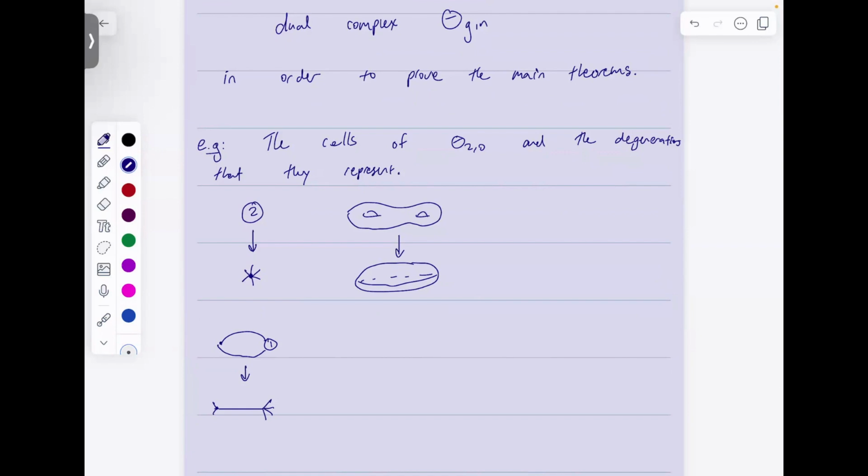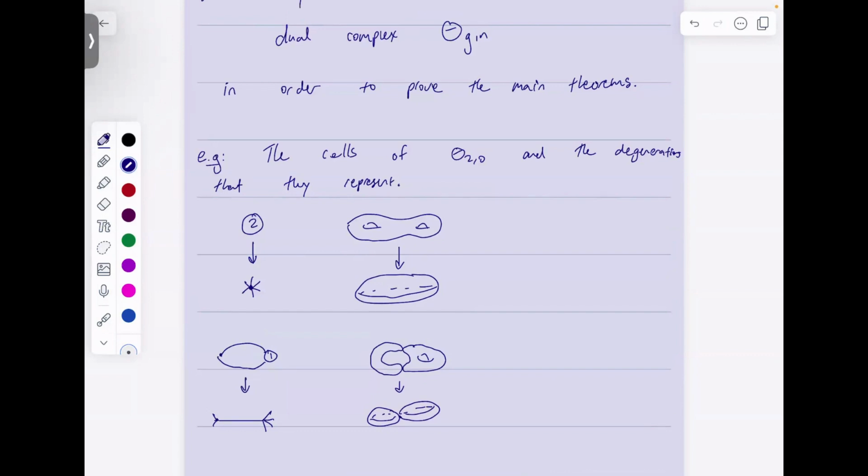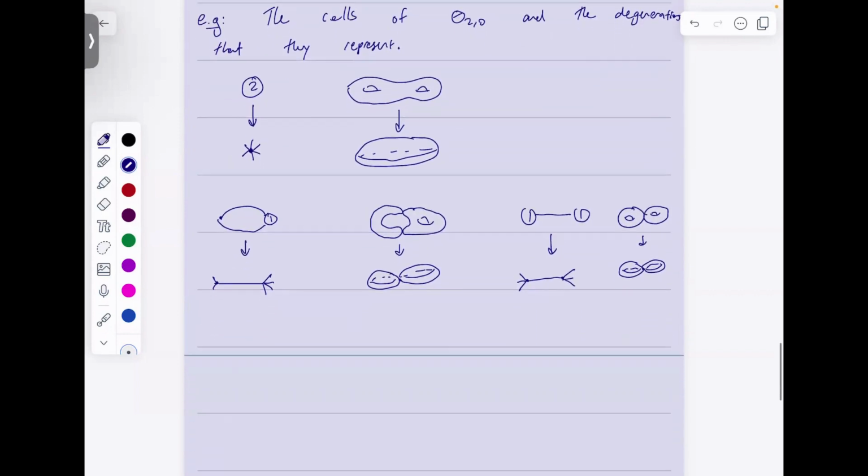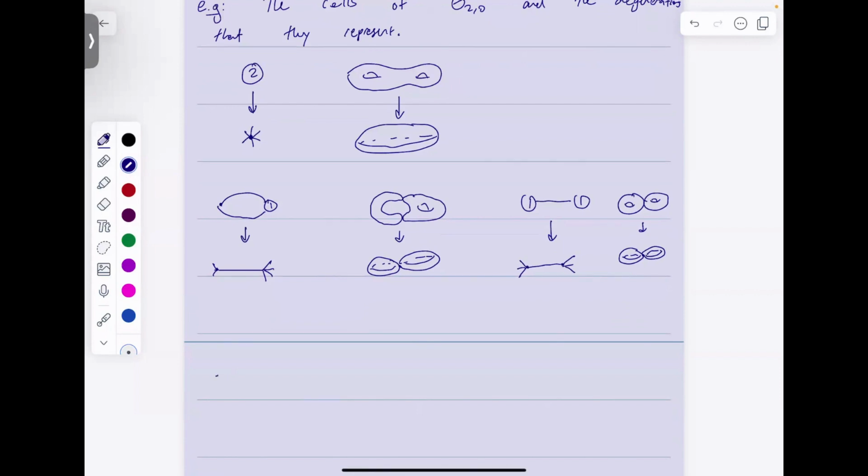So here I have an elliptic curve and then a P1 glued on with two nodes. And I have a chain of two P1s that this is covering. So this is what I mean when I say the source and target are simultaneously degenerating. Here's another cell of theta 2, 0. Here I have two elliptic curves sharing a node, again mapping down to a chain of two P1s. Here's another cell. So this represents now a codimension two boundary stratum.